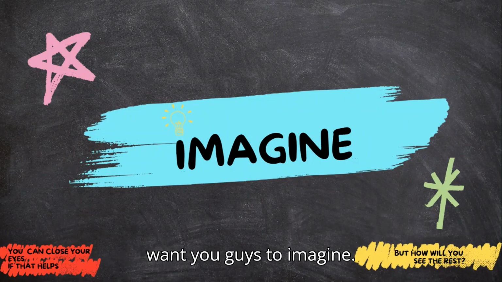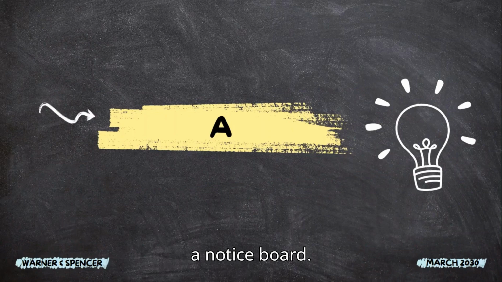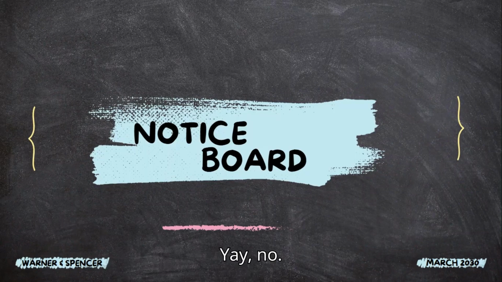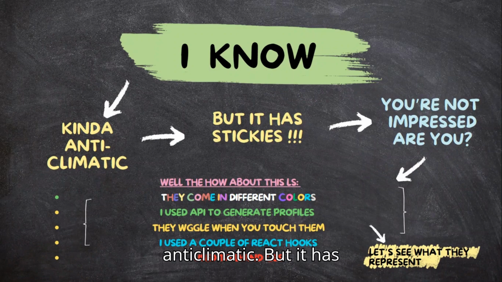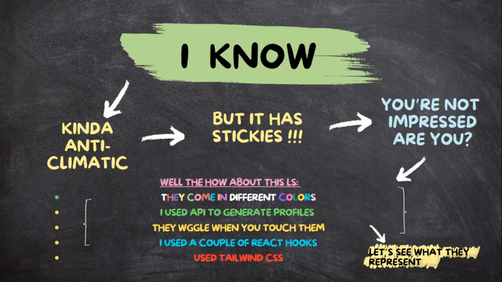First things first, I want you to imagine, you can close your eyes if that helps, but how are you going to see the rest of the presentation? Anyway, imagine a notice board. Yay! I know, it's kind of anticlimactic. But it has stickies. You're still not impressed. Well, how about this list? They come in different colors. Yay! I used an API to generate the profiles.